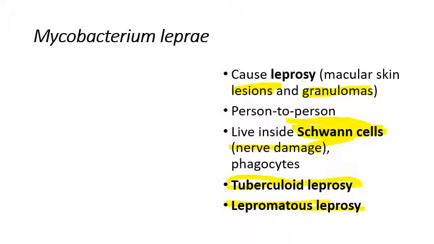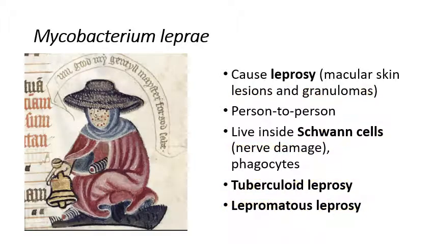So tuberculoid leprosy is just a variation of Mycobacterium leprae. The way it works out, your body ends up having more granulomas and fewer lesions, versus lepromatous leprosy, where your body has more lesions and fewer granulomas. Because it's the lesions that are infectious, tuberculoid leprosy is a little bit less infectious than lepromatous leprosy, but not much. There's not much of a difference.